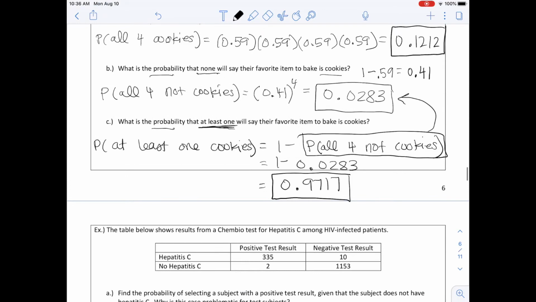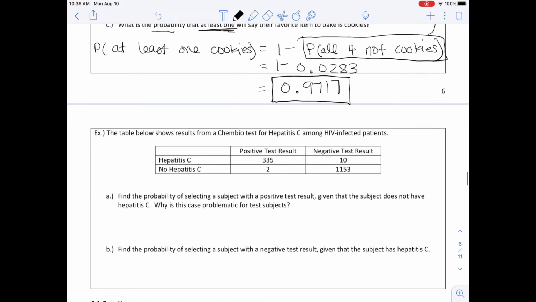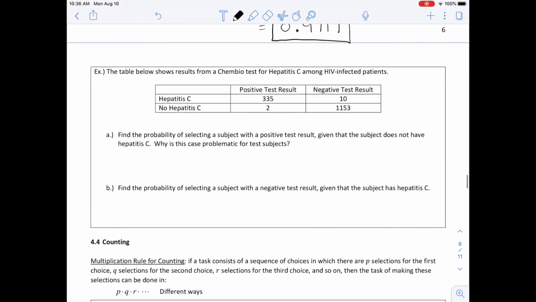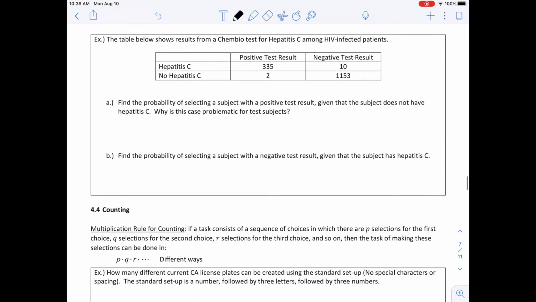This is definitely a topic that students struggle with and something that you want to try to look at and practice some extra problems with.